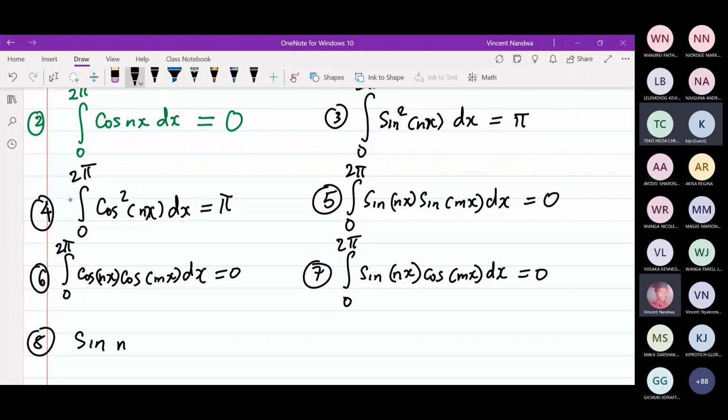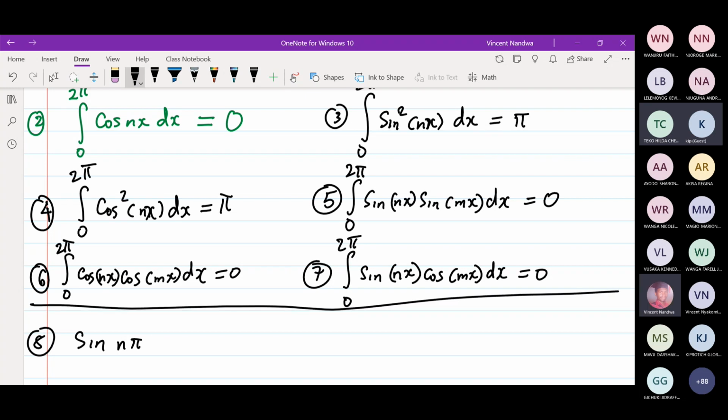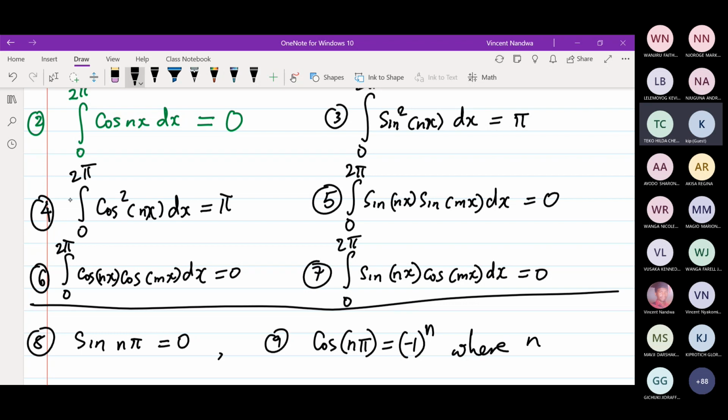So this is not necessarily an integral, but just the sine of n pi is 0 and cosine of n pi will give you minus 1 to the power n. N is an integer.